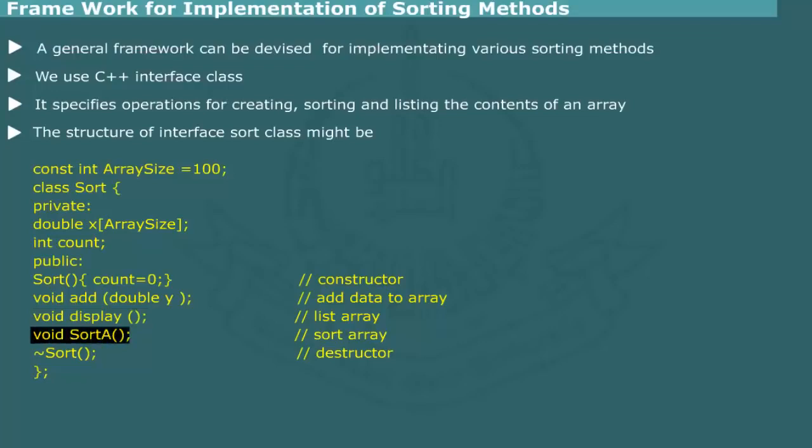Sort A is the main sorting routine. It implements a specific sort algorithm such as bubble sort, heap sort, etc. We shall consider the detailed coding of sort A method in the relevant section. The codes for add and display methods will be given in program demonstration. Once the sort class is developed, it can be used in the C++ function main to invoke the sort procedures as shown.